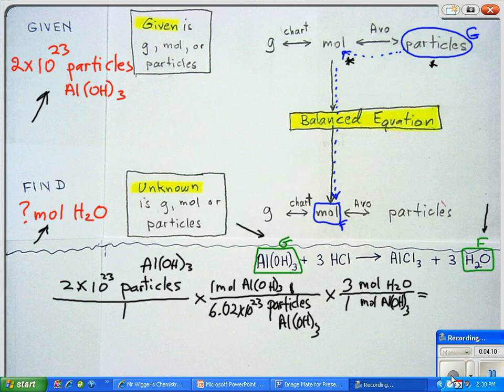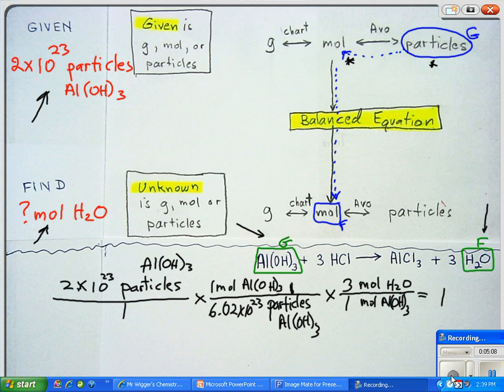Okay, so when we run the calculator on this, what we want to do is punch in our 2. Forget about the 10 to the 23rd. So we're going to put in 2. The 6.02 times 10 to the 23rd is on the bottom, so now we're going to hit the divide key and put in the 6.02. And you'll notice that the 10 to the 23rd particles will cancel out. Isn't that nice? Makes the numbers easy. And now what's our next number? 3. So we're going to put times 3. That's on the top, the 3 moles of water over 1 mole aluminum hydroxide at the end of the calculation. So we put our 3 in and hit the equal sign, and I get 0.9966. When we round to just one sig fig, this is going to be 1.